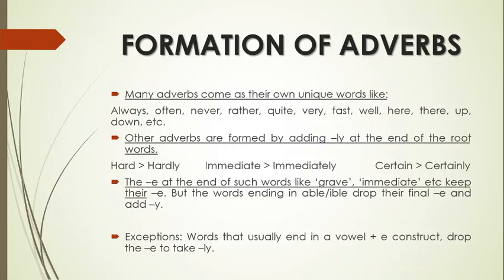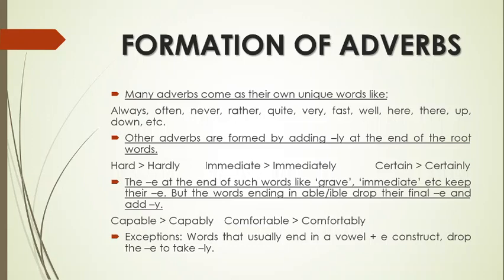The e at the end of such words like grave, immediate, etc., they keep their e. But the words ending in able or ible drop their final e and add y. For example, capable, capably; comfortable, comfortably. We don't write capable, e and then y. The e is dropped and y is added.